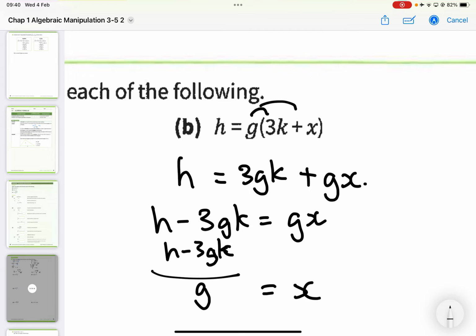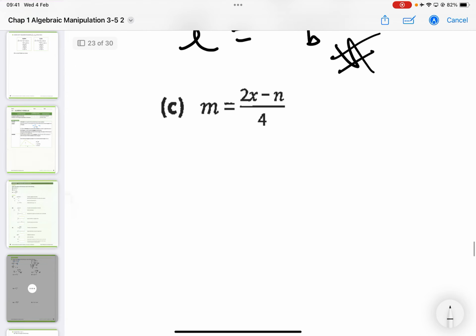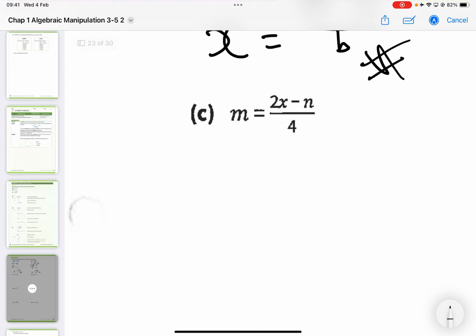After that, I bring my 3gk across to the other side already. Now my right hand side is g times x. Then I don't want g times x, I want only x. That's why I need to divide by g, cancel away the g. So it's also like g times x, g comes over and becomes divide by g. Multiply becomes division.